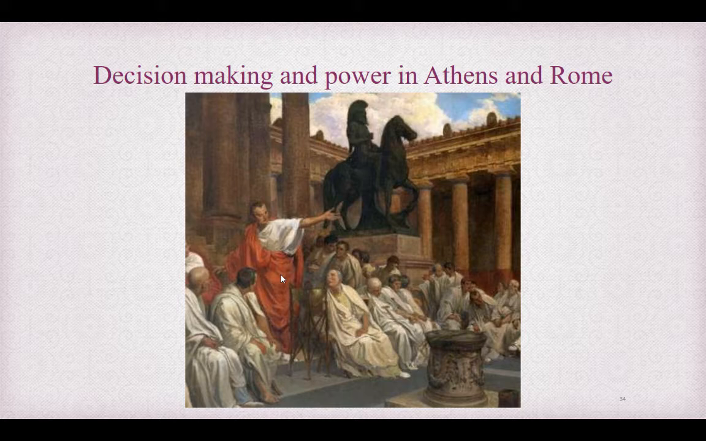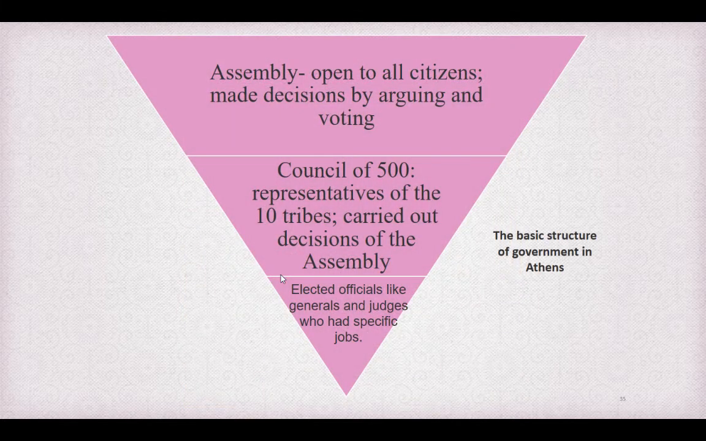We saw this in our Mankind video when they were voting whether to go to war, and they would use different color stones to cast their vote. In Athens, there was a basic structure that was followed throughout the city-state. At the top and the largest group was the assembly. This was open to all citizens, and they made decisions by arguing and voting.